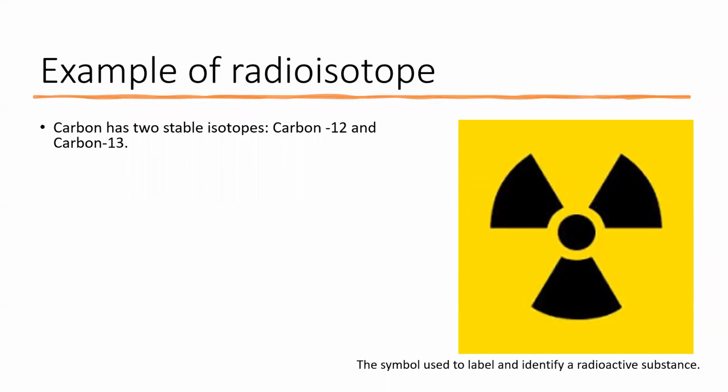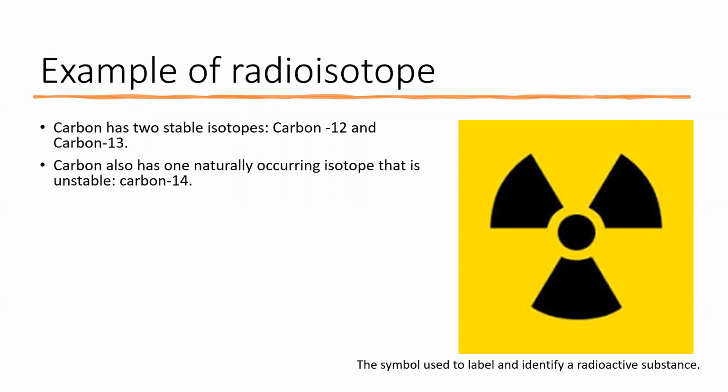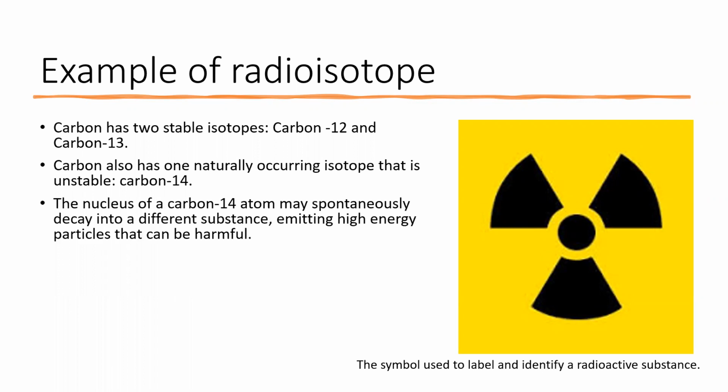An example of radioisotopes: carbon has two stable isotopes, carbon-12 and carbon-13. If I say stable isotope, then these are not radioisotopes. But carbon also has one naturally occurring isotope that is not stable, that is unstable, and it is carbon-14. The nucleus of a carbon-14 atom may spontaneously decay into a different substance, emitting high energy particles that can be harmful. If on any product you see this symbol, then this is the symbol used to label and identify a radioactive substance.